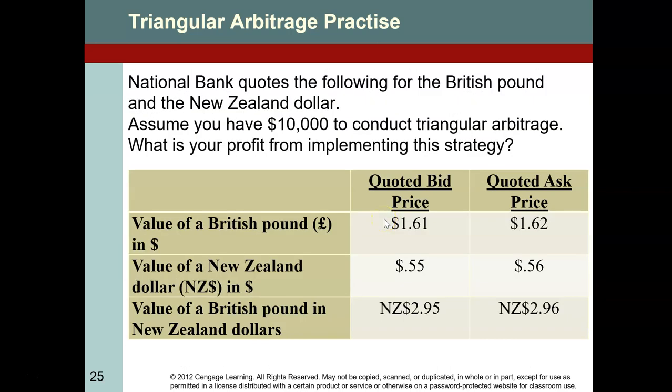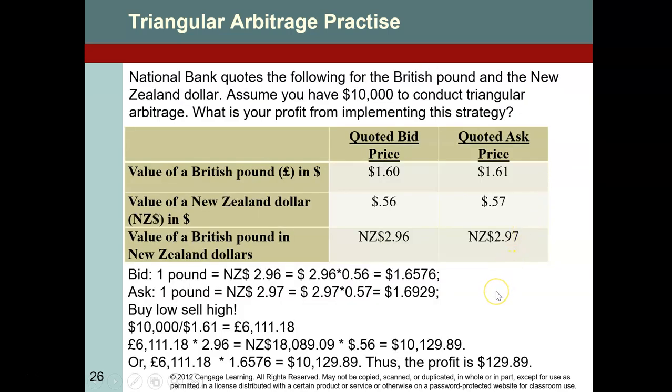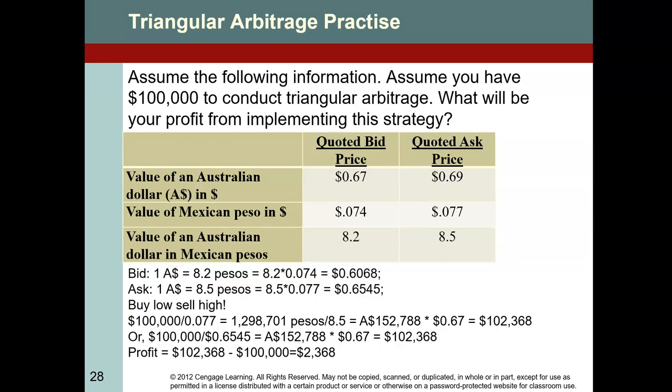And then we can sell at the higher price, 0.67. Okay, so we multiply by 0.67. So we have 102,368 as our final dollar value after doing this triangular arbitrage. So our profit is the difference between this ending balance and the beginning balance, 100,000. So we take the difference, we have 2,368 as our net profit.